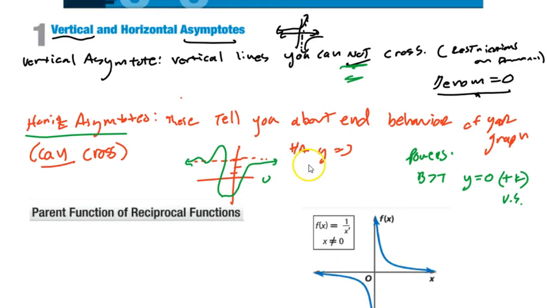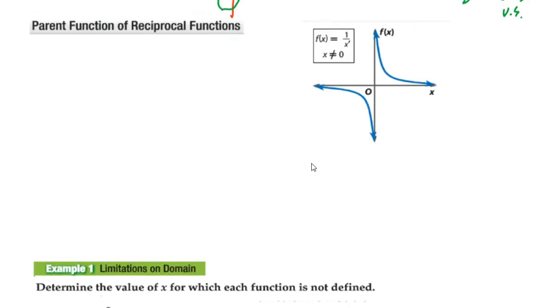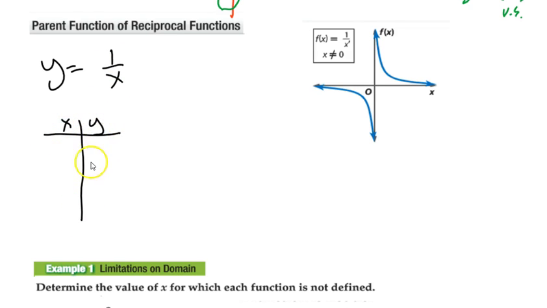So with that idea in mind, let's talk about a basic reciprocal graph. That's this one. So a basic reciprocal function looks like this: 1 over x. And as always, let's make a table, x and y. Let's make it a little different. Let's do -2, -1, -1/2, so you can see what that does. And then we'll do the opposite: 1/2, 1 and 2.